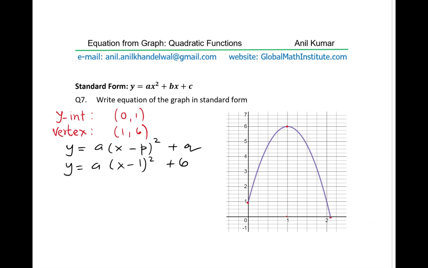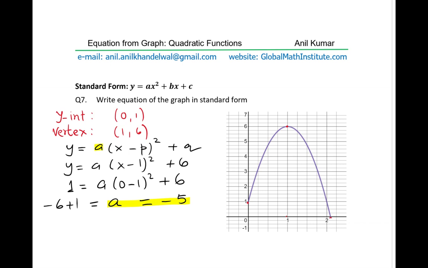To get the value of a, we will use the y-intercept 0, 1. That means 1 equals a times (0 minus 1) whole square plus 6. Bringing 6 to the left side, we get minus 6 plus 1 equals a. So the value of a is minus 5. Let's substitute the value of a, minus 5, in this particular equation.